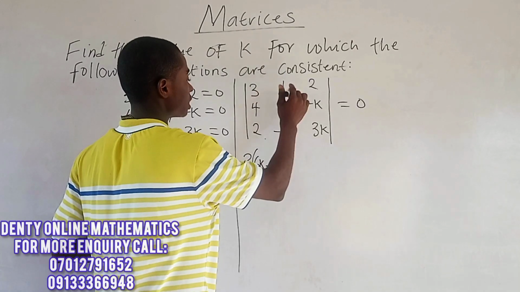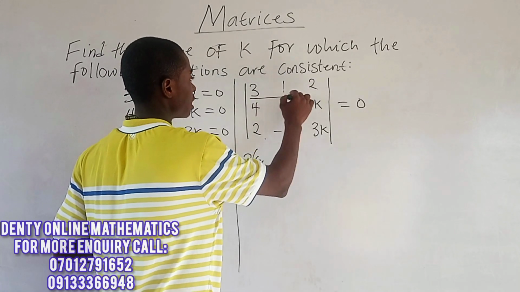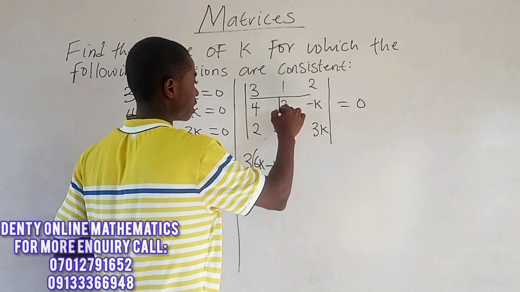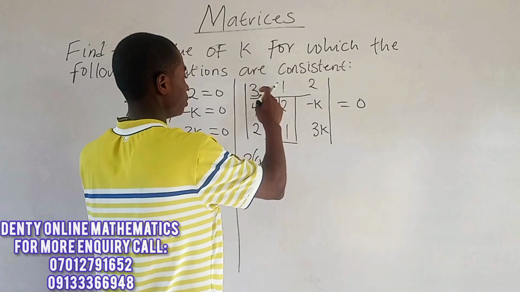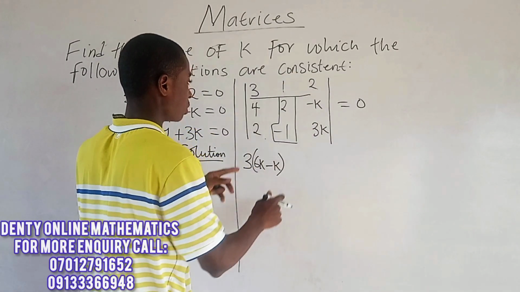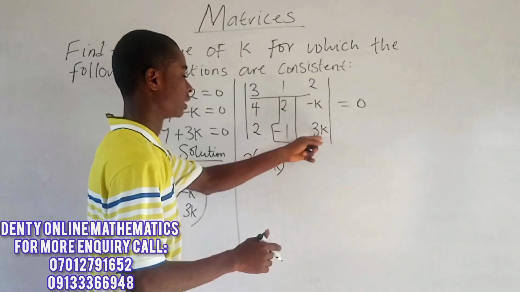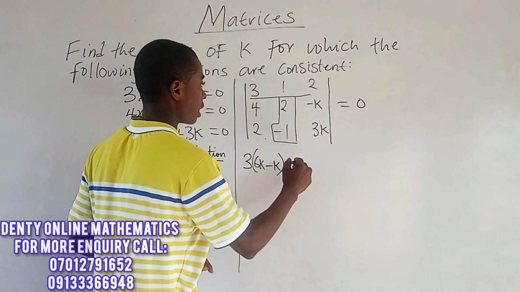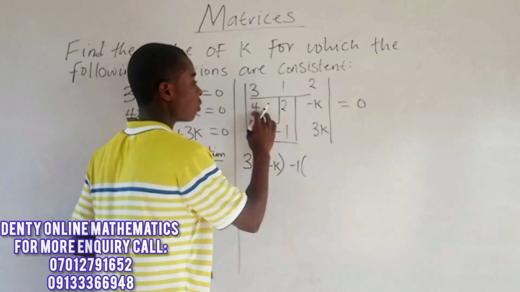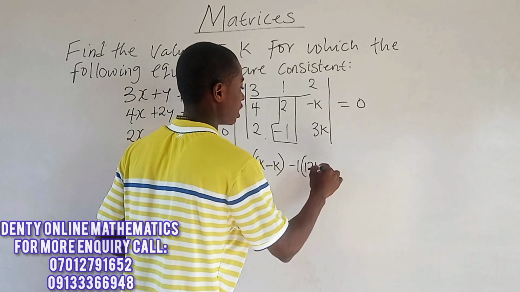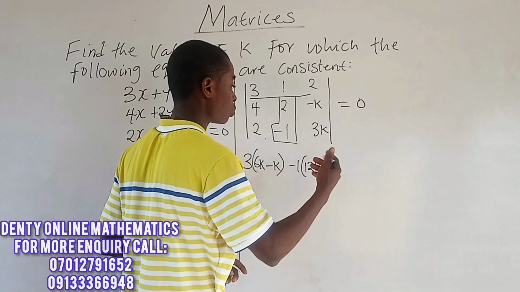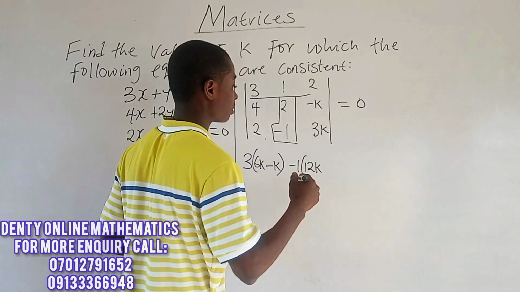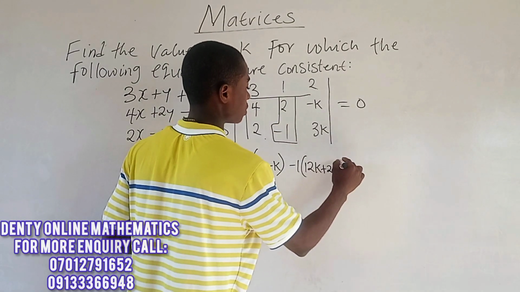And then I take the second one. I close this row and close this column. You are left with 4, 2, minus k, and 3. So 4 times 3k, I'll have 12k, and then 2 times minus k, I'll have minus 2k. But because of the cofactor sign, it's going to be plus 2k.